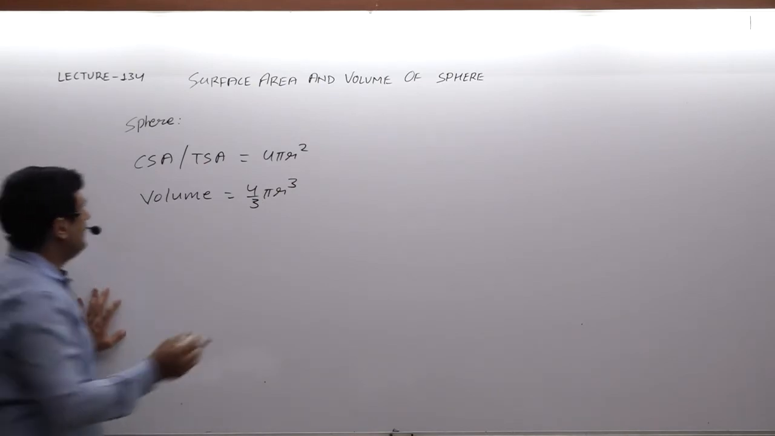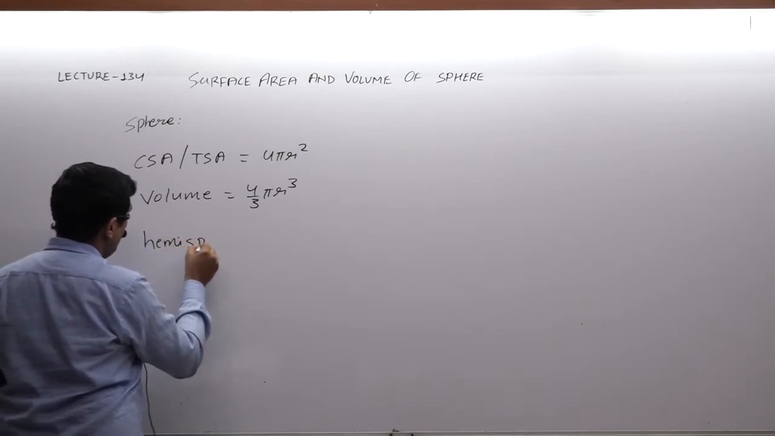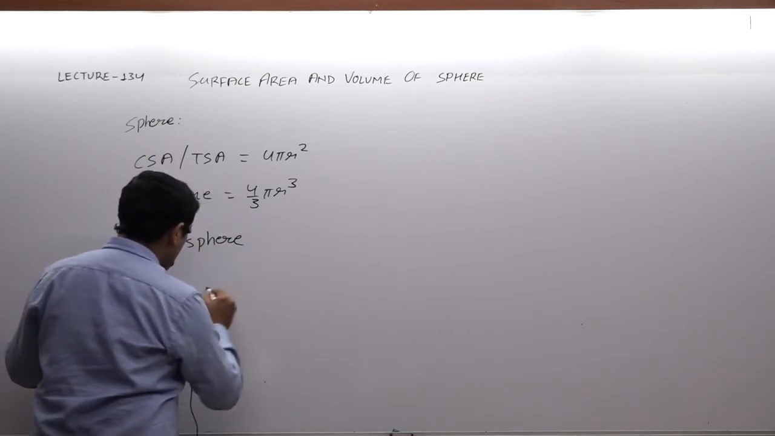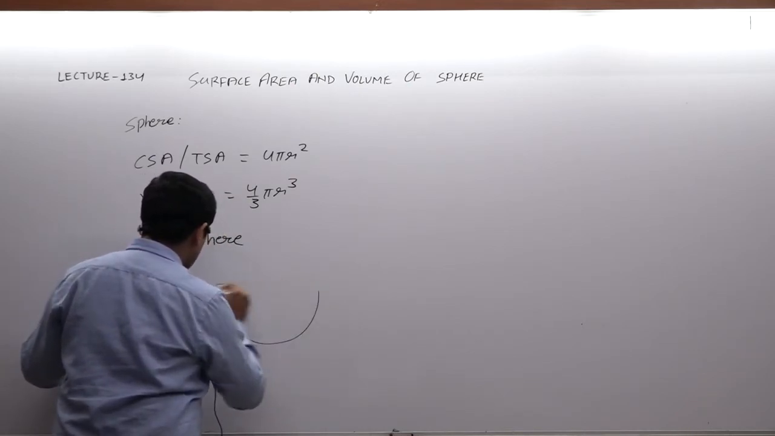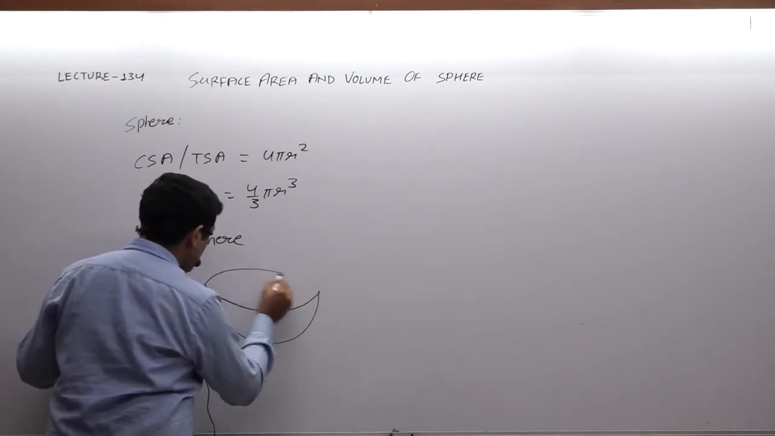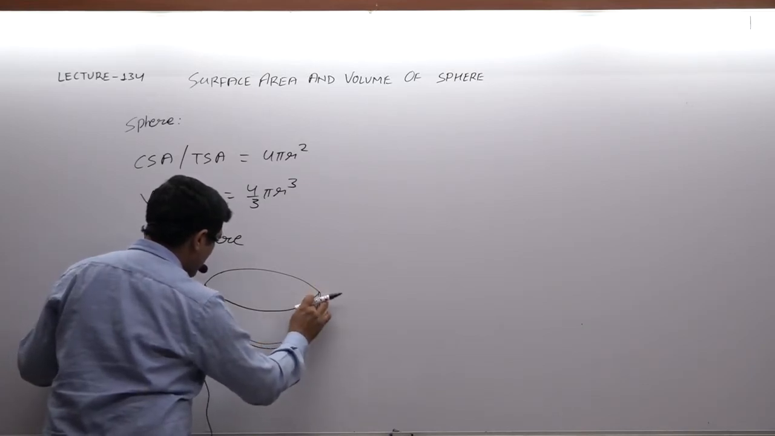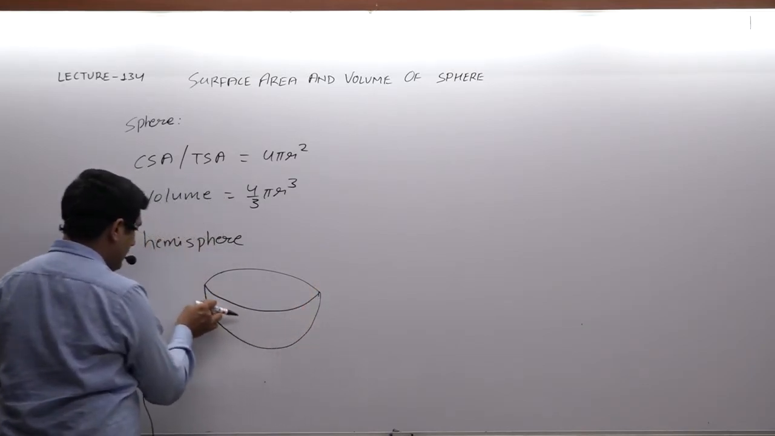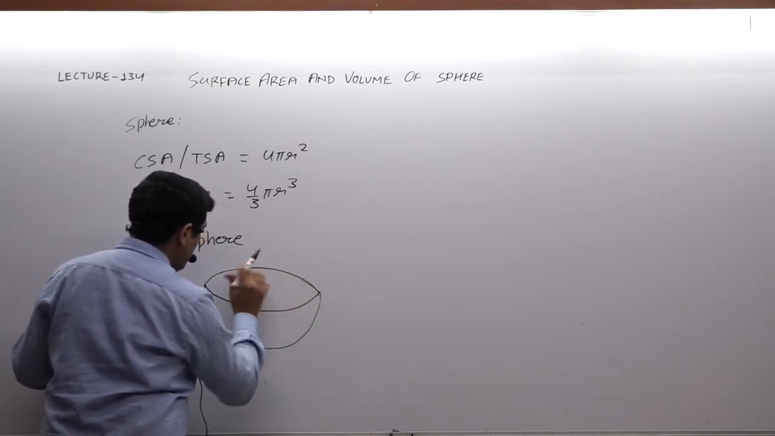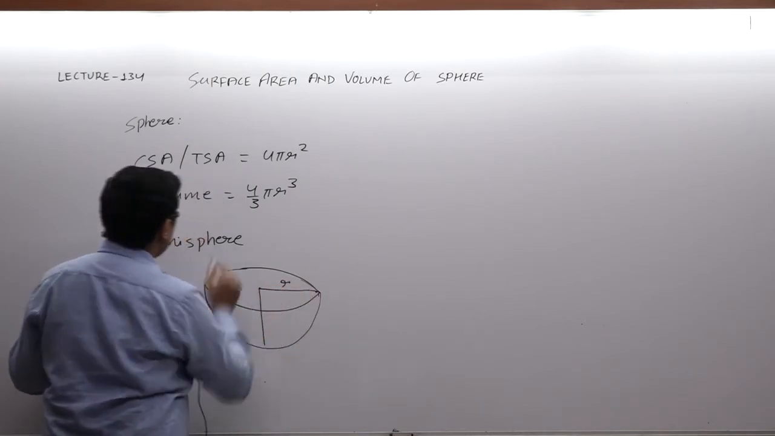Now, after sphere, next we will see hemisphere. Solid hemisphere. Okay, a solid hemisphere looks something like this. Not exactly, but you'll find a solid hemisphere in this way. This is the solid hemisphere. Its radius is r. This is r, or this is r. Okay, here r is the radius.